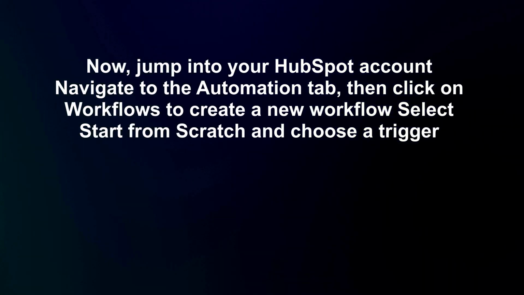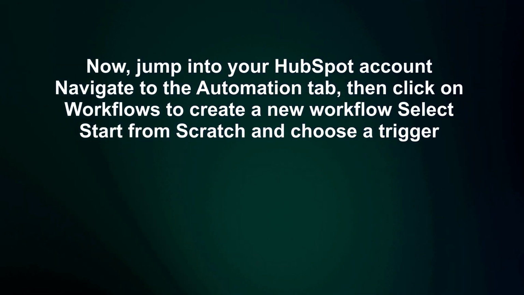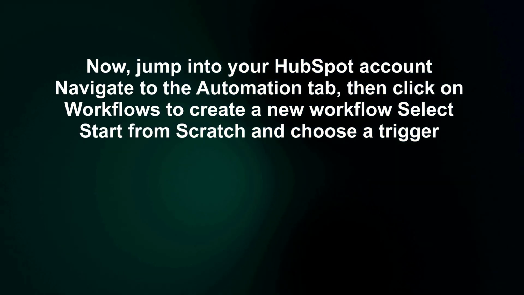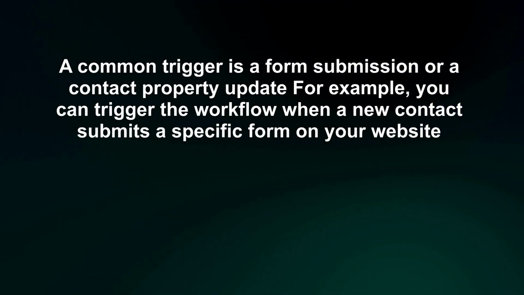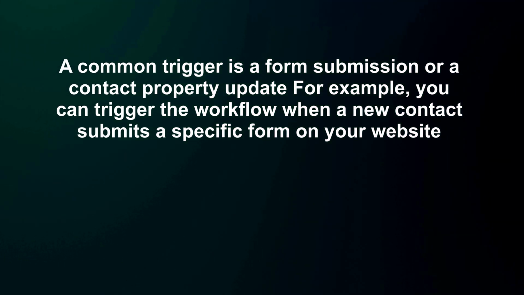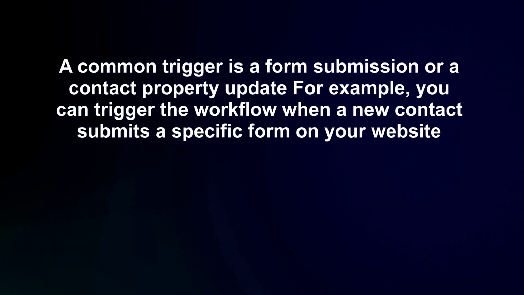Now, jump into your HubSpot account, navigate to the Automation tab, then click on Workflows to create a new workflow. Select Start from Scratch and choose a trigger. A common trigger is a form submission or a contact property update. For example, you can trigger the workflow when a new contact submits a specific form on your website.